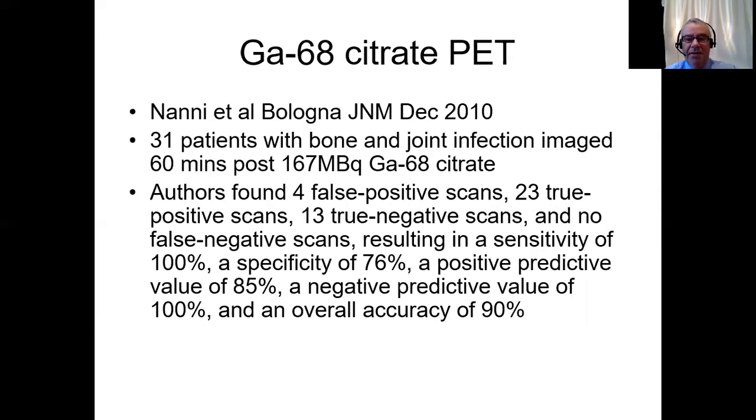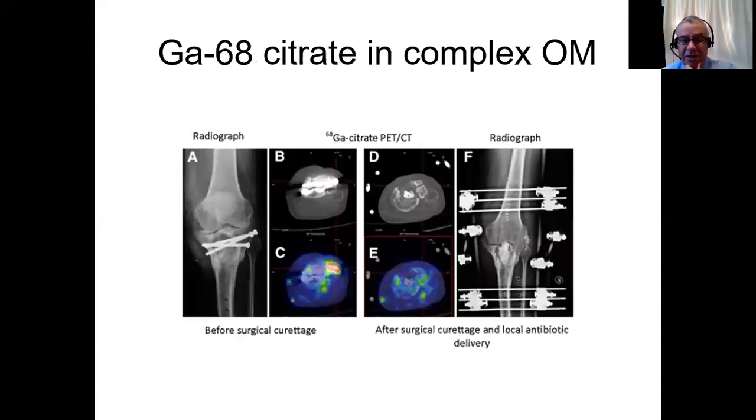Gallium-68 citrate PET was first described by the Bologna group, when particularly looking at bone and joint infection. They did find a few false positives, but generally pretty good sensitivity and specificity. Specificity was a little lower than sensitivity because obviously gallium-68, like gallium-67, can have uptake particularly in healing bone. So it is a non-specific agent, but in certain criteria it may be more specific.